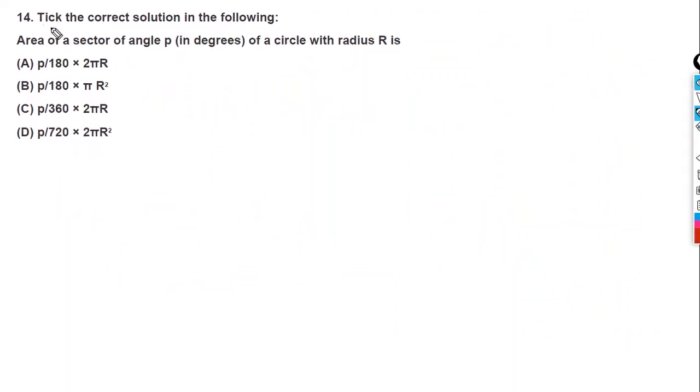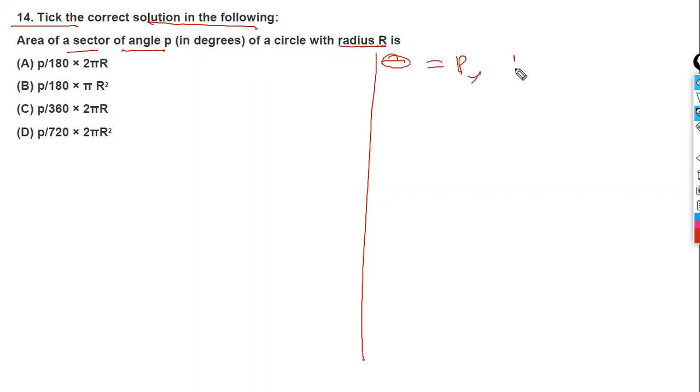Here you have, pick the correct solution in the following. Area of a sector of angle P. So here angle P means theta equals P, of a circle with radius R. So here theta equals P and radius equals R. We have to find the area of this sector.